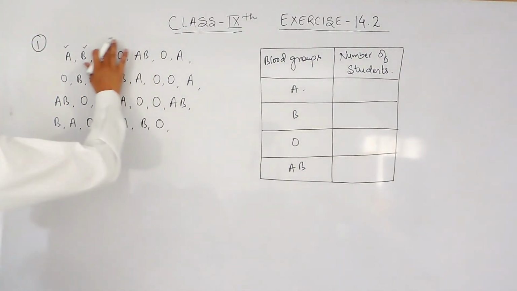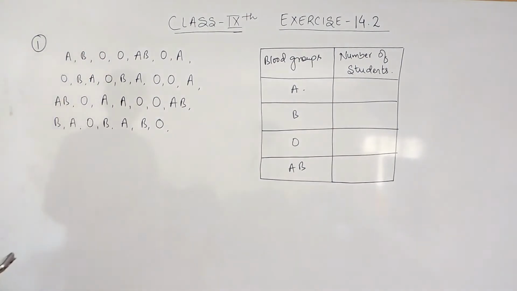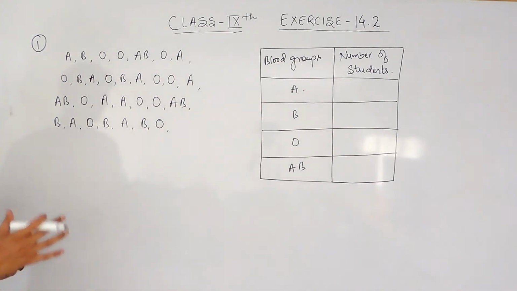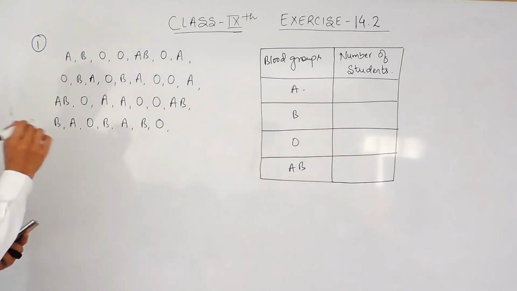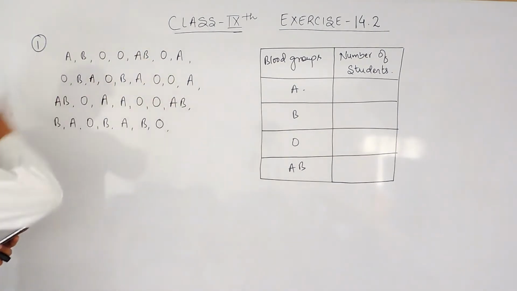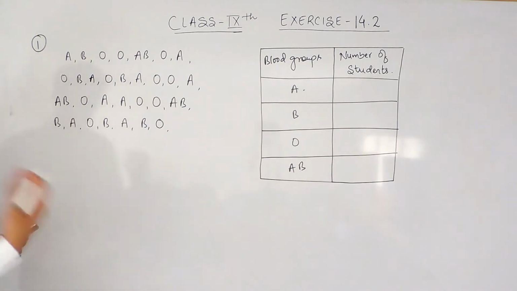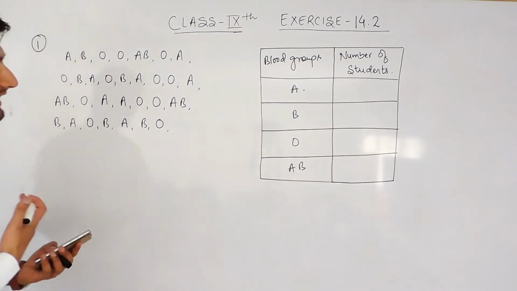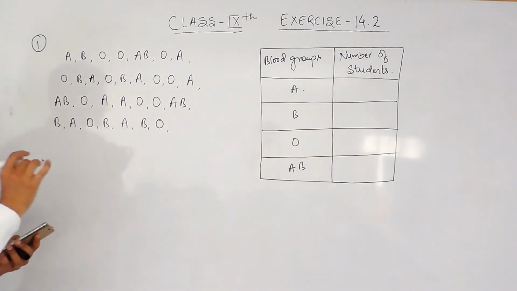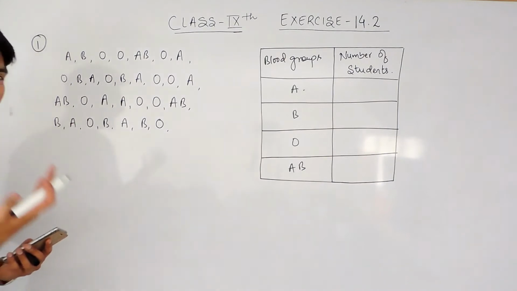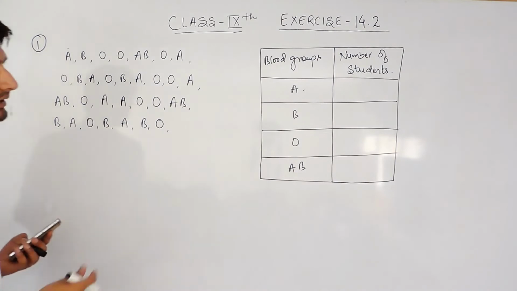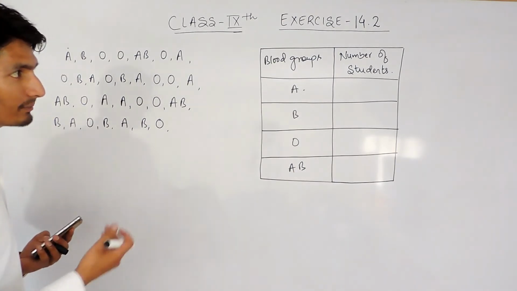It is always advisable that whenever you are counting these numbers, always put a mark on those which have already been counted, because if the data is too large, you might miss some data while counting the numbers. So what you have to do is mark those data which you have already counted. Okay, so this is the first, because I am counting the number of students having blood group A.